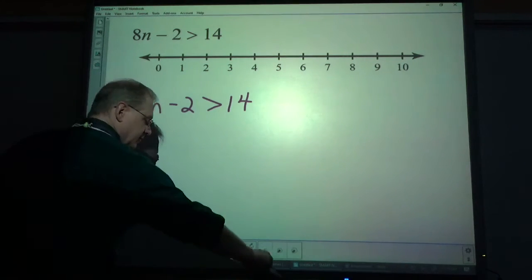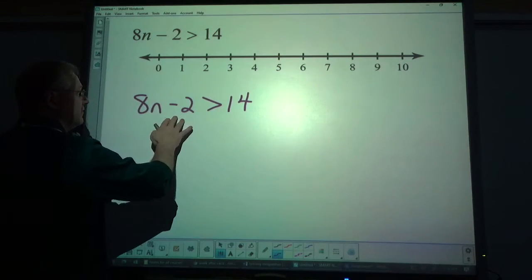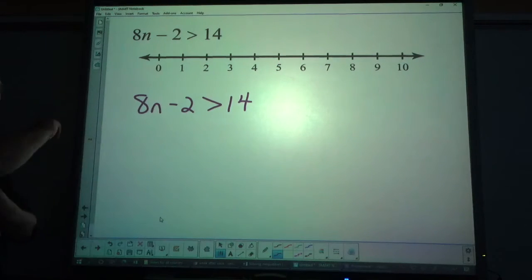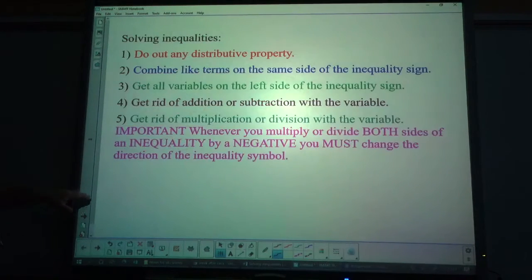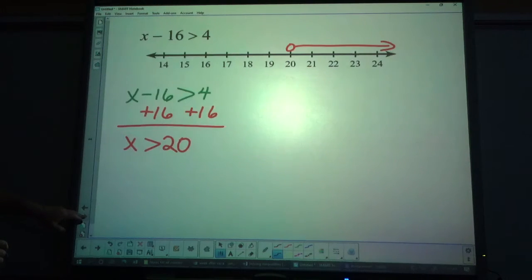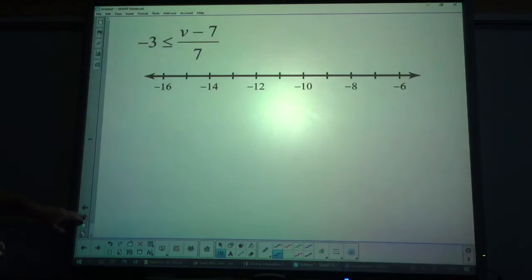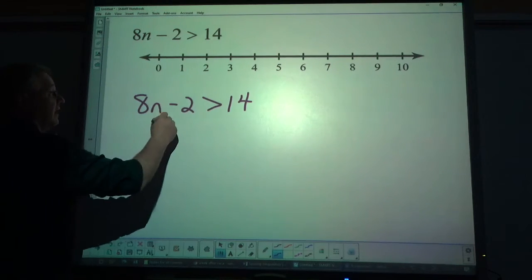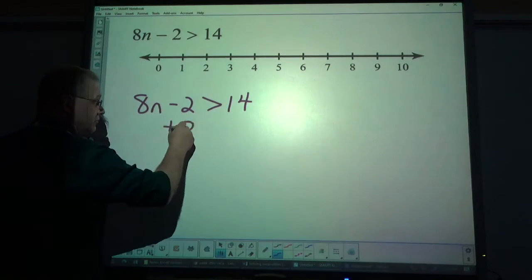Step 1 here is to get rid of the minus 2. Now if you go by your order of steps at the beginning, there's no distributive necessary. Like terms are already combined. Variables already on the left. Getting rid of addition or subtraction is our first step we really need to take here. So I'm going to add 2 to both sides.